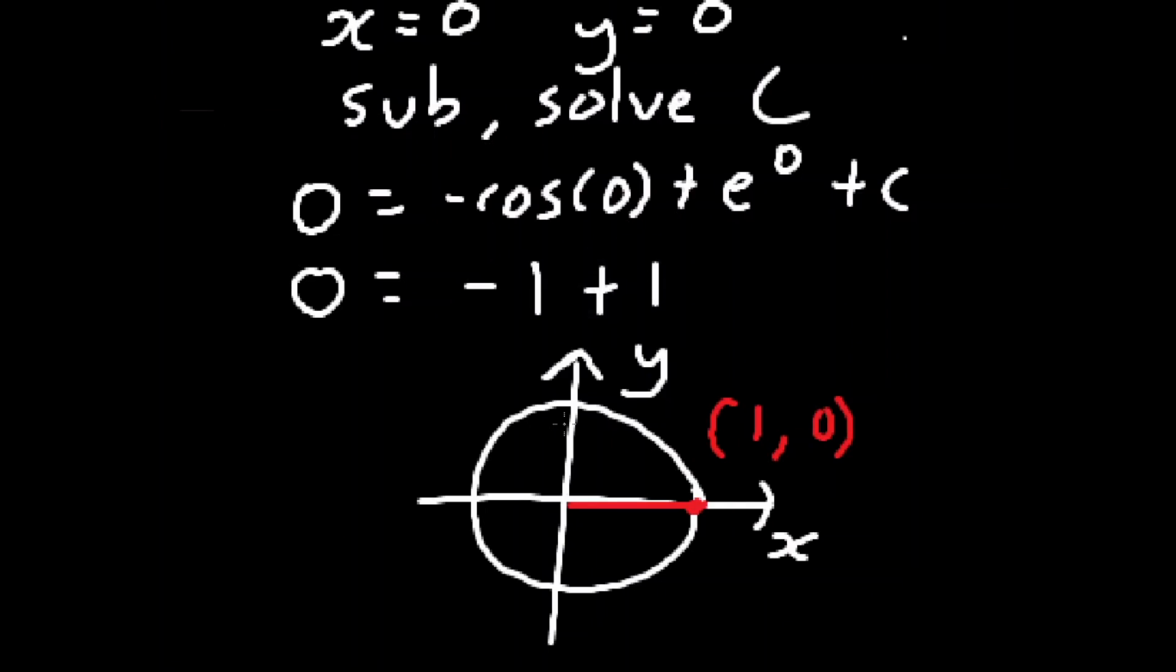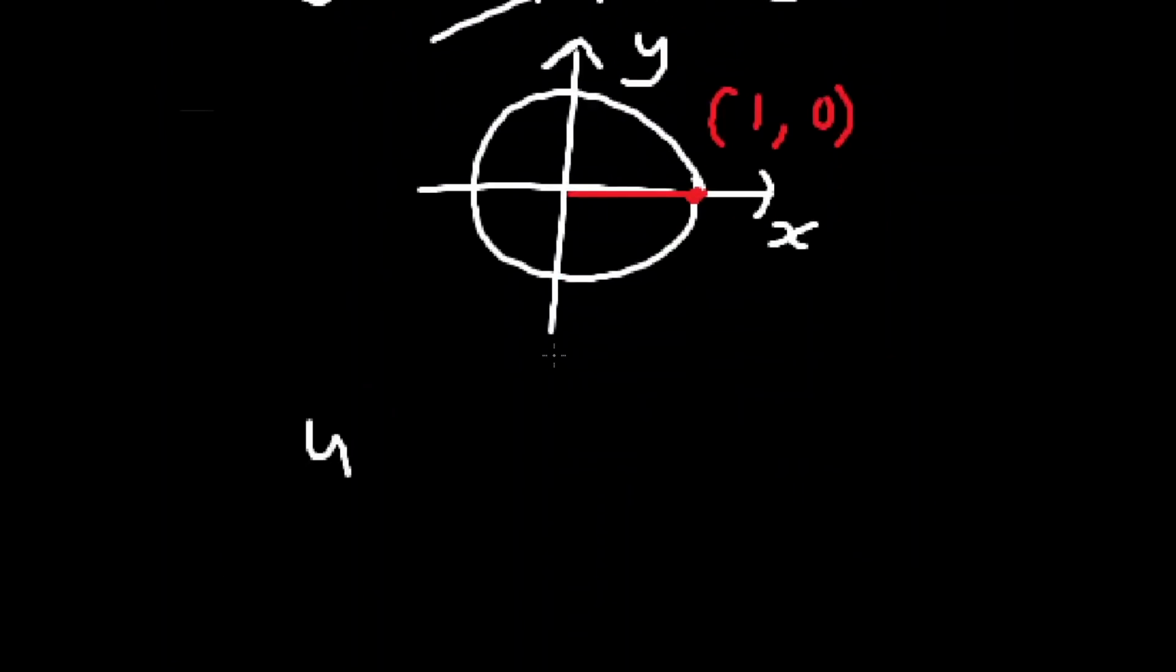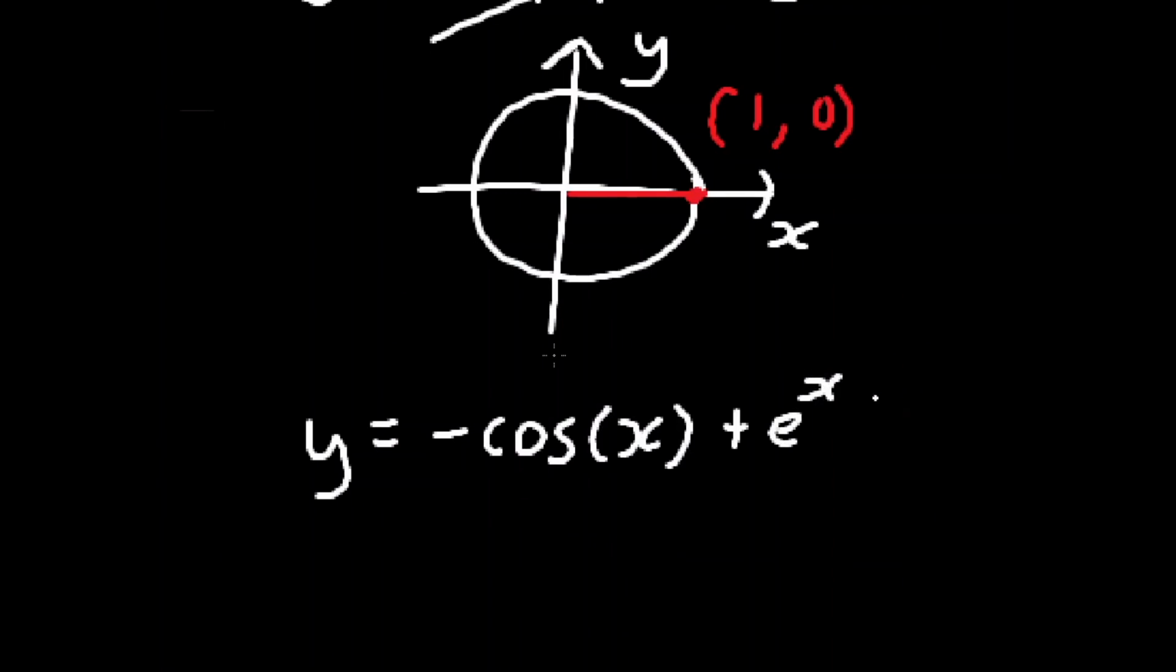Okay, and then really simply, we can see that minus 1 plus 1 is equal to 0. So we can say c is equal to 0. The final result, therefore, is y equal to minus cos of x plus e to the x plus 0. And so that is our final result.